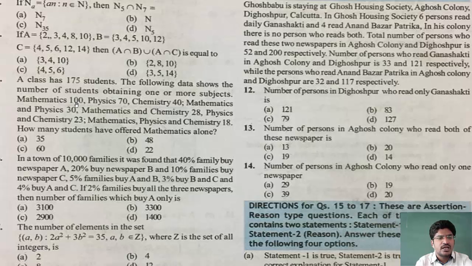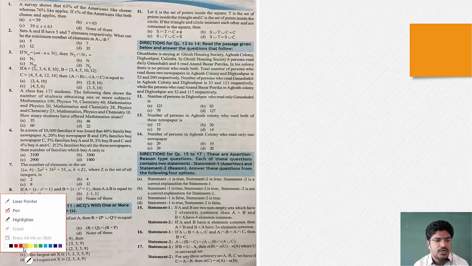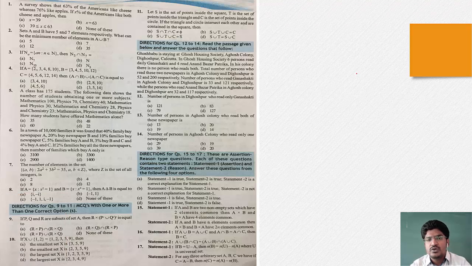Mathematics 100 students, physics 70, chemistry 40, mathematics and physics 30, mathematics and chemistry 28, physics and chemistry 23, mathematics, physics and chemistry 18. Let us write the number of students taking the respective subjects. What we have to calculate is n of M alone, that means the number of students studying maths only.